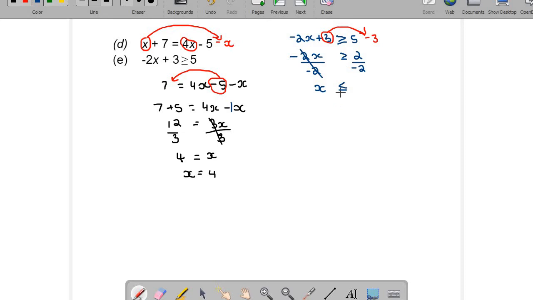My inequality sign must be pointing in the opposite direction. Okay, so it's going to become less than or equal to negative 1. And this is our final answer.